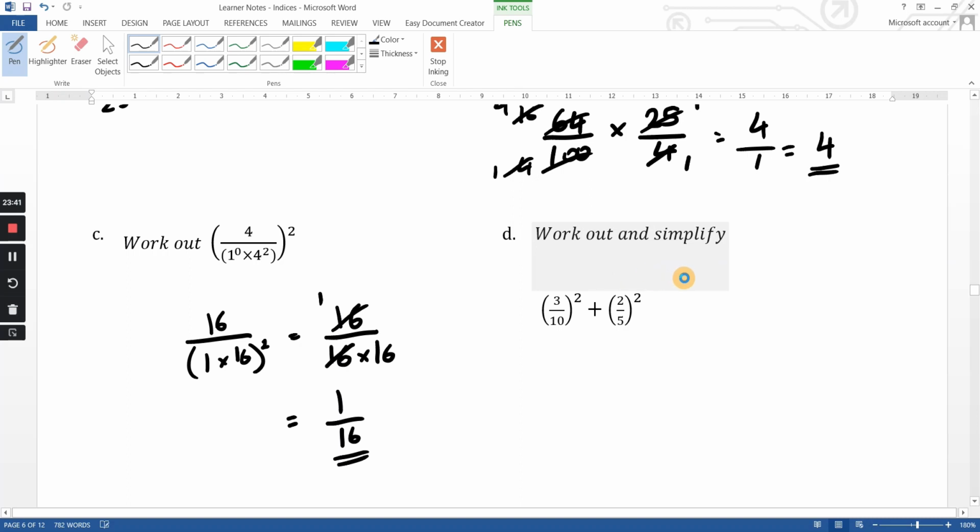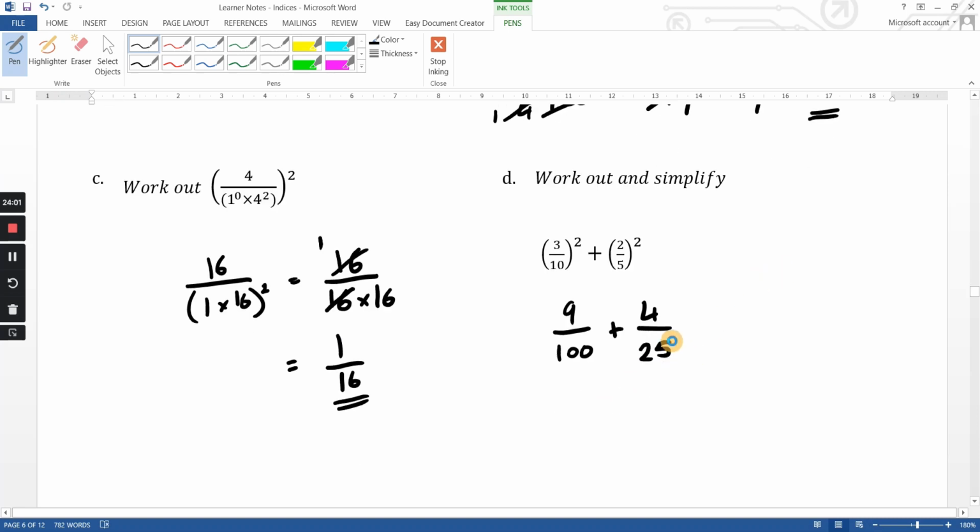And then part D, work out and simplify. Let's apply the power to both top and bottom. So that's 9. 10 squared is 100. 2 squared is 4. 5 squared is 25. Adding fractions, we need a common denominator. So I'll multiply the second fraction by 4. Keep the first one the same. So that's 9 over 100. And I'll have to multiply everything by 4, the second fraction. So that's 16 over 100. And my answer is going to be out of 100 as well.